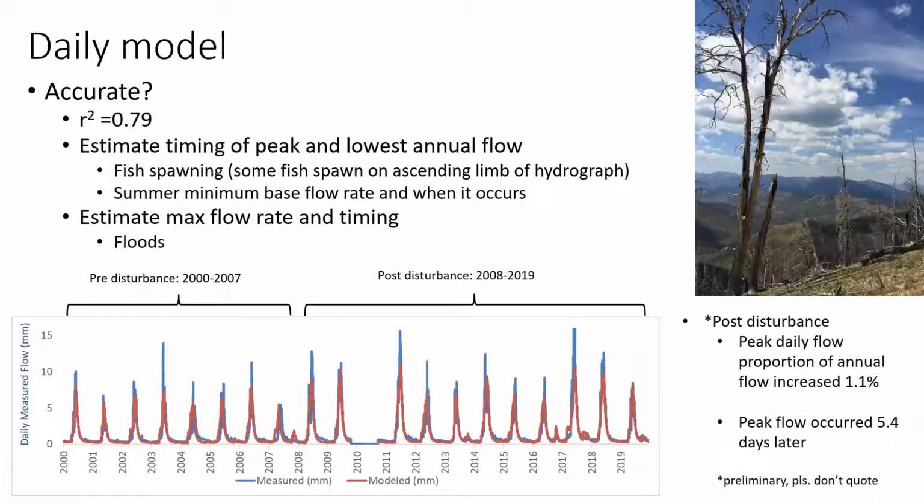So in this case here, for this watershed, we see that after disturbance, the peak daily flow as a proportion of annual flow increased by about 1%. So at least it went in the direction we would expect. So we would expect bigger peak flows after disturbance. But the timing of peak flows occurred 5.4 days later. So that is not what we would expect after disturbance. But nevertheless, that's what we found.